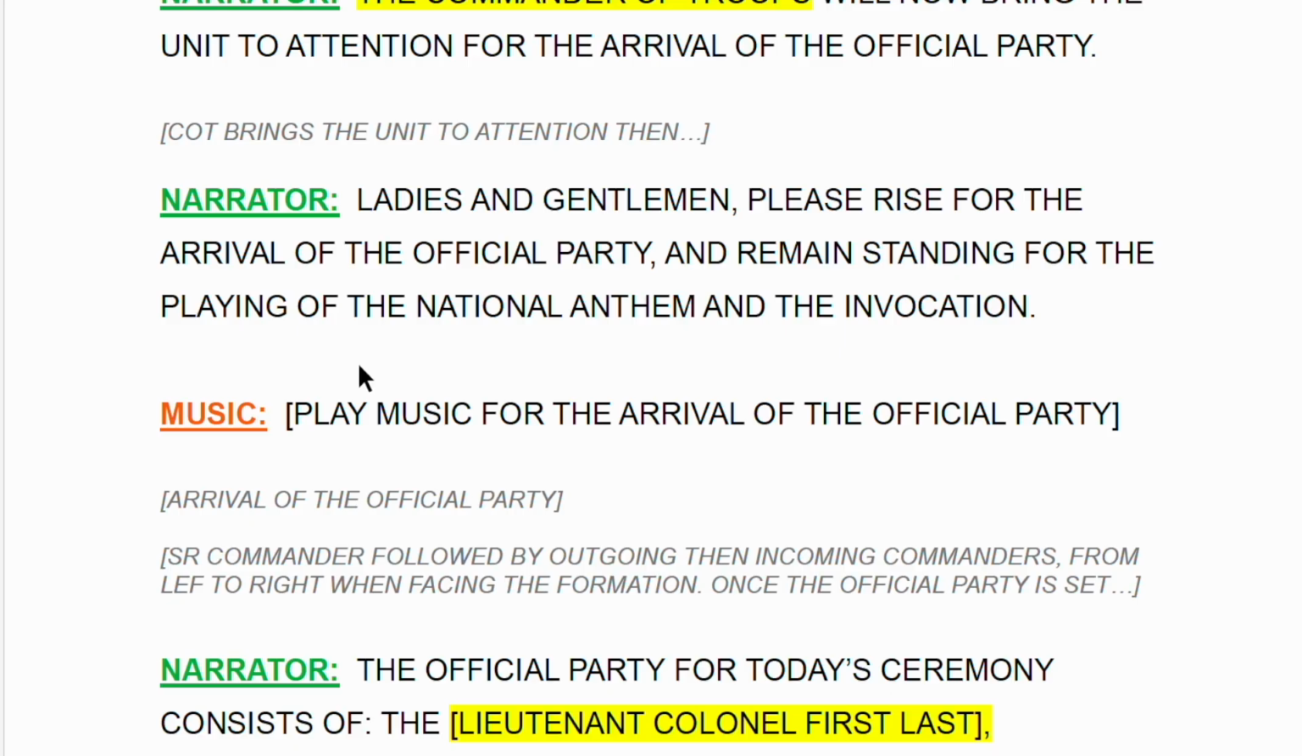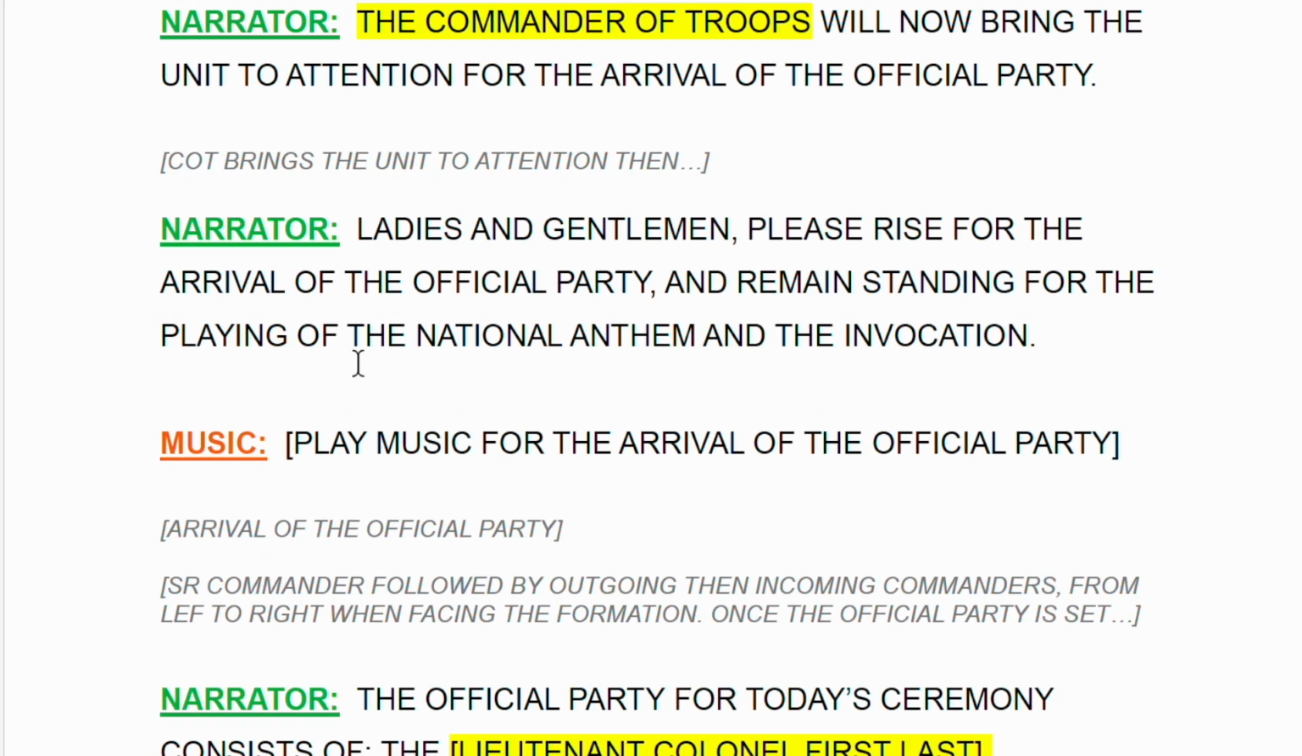I'll say it again. Ladies and gentlemen, please rise for the arrival of the official party and remain standing for the playing of the national anthem and the invocation. The music plays for the arrival of the official party.